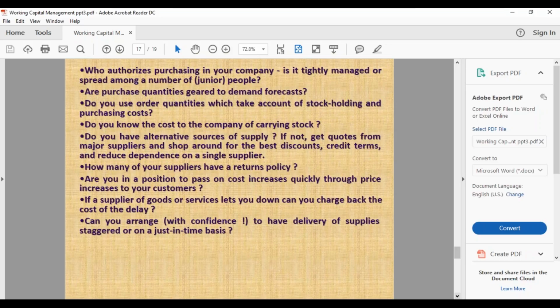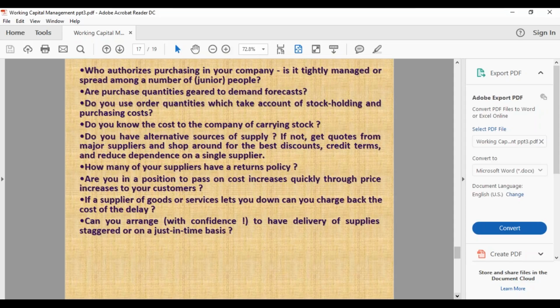Who authorizes purchasing in your company? Is it tightly managed or spread over a number of people? So you have to make sure that only the correct people are authorizing purchasing in the company. If a lot of people have the ability to place orders for purchase, then they might be misused. There might not be very effective management. So you have to make sure that the right people are authorizing the purchase.